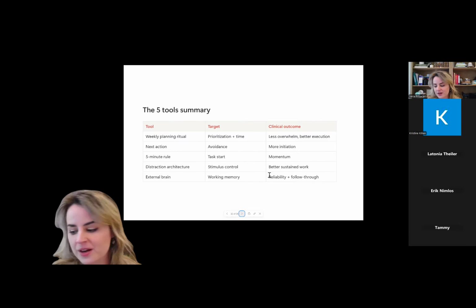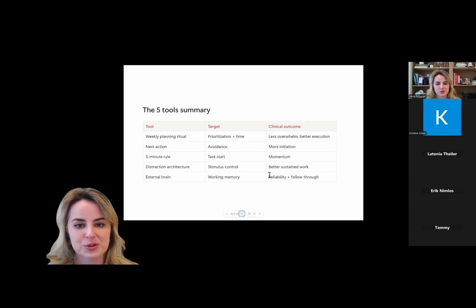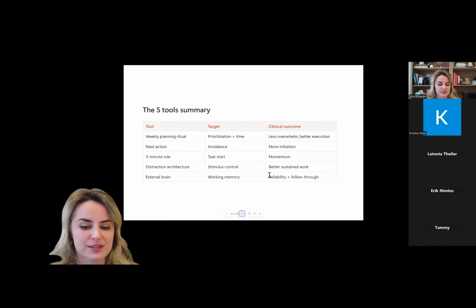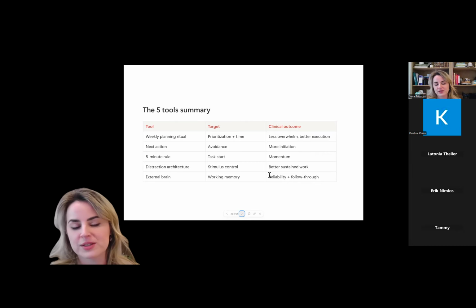External brain. So this is where are you going to store all of that? And are you going to reliably review it and organize it? So if it's on your phone, if it's on an app, that's great. But make sure you're actively refreshing it, improving on it, and following through so that you're not ending up being double booked and stuck in traffic when you were really supposed to be across town like 2 hours ago.